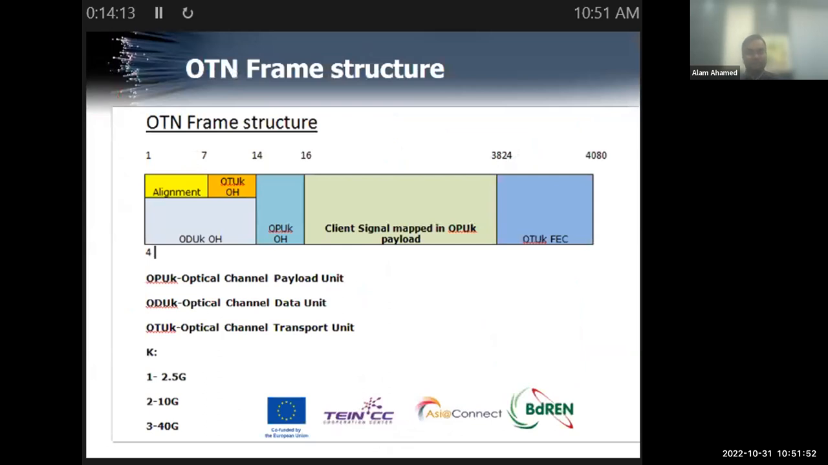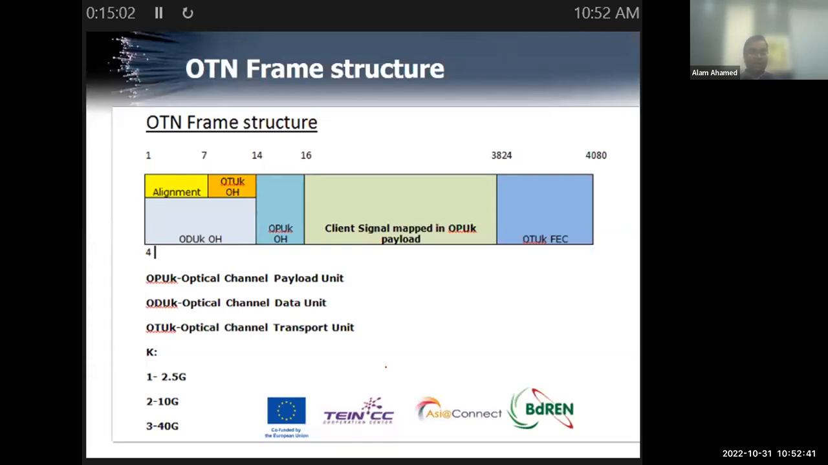This is the frame structure. It is very important. This frame structure is similar to the SDH frame structure. 1 to 7 is alignment. You know, if you remember, 1 to 7 is the alignment byte. That means the function of the byte is alignment. As we know, in SDH we can add and drop low order tributary signals to high order tributary signals. Similarly, in DWDM technology, the alignment means we can add and drop any signal.